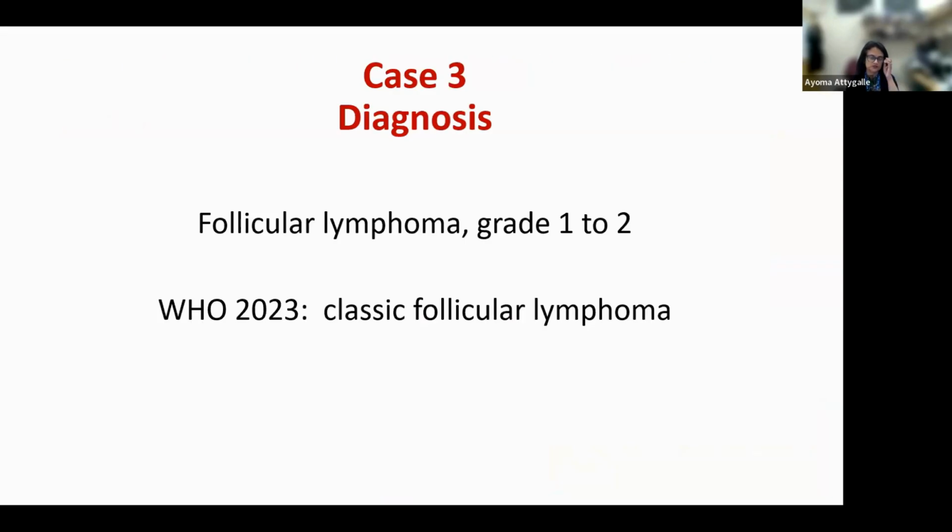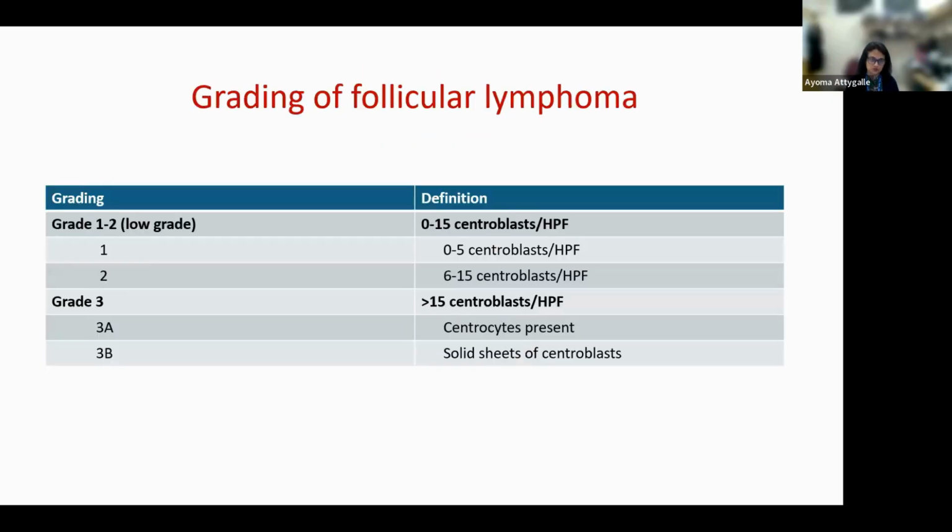The WHO 2023 classification does not require you to grade follicular lymphoma as grade 1, 2, and 3A. So you can just refer to this as classic follicular lymphoma. But I guess it depends on what your clinician would want. So grading of follicular lymphoma, we know that 1 to 2 is considered low grade, and 1 to 2 should have up to 15 centroblasts per high power field. And if there are more than 15 centroblasts per high power field, if there are still mixed centrocytes and centroblasts, you call it grade 3A. And grade 3B are solid sheets of centroblasts.